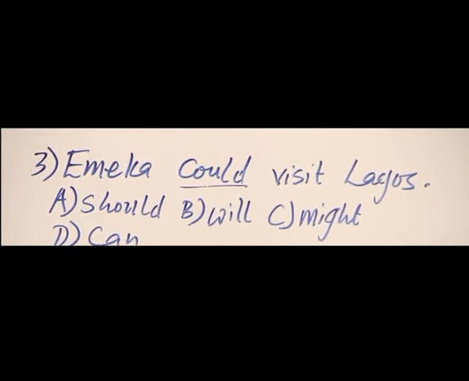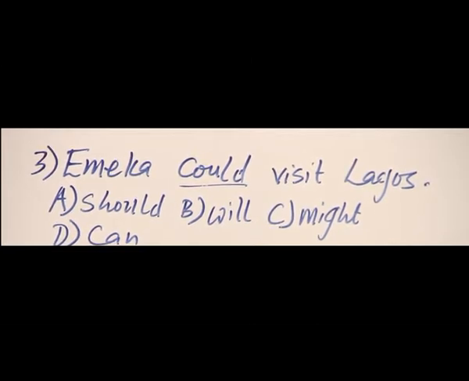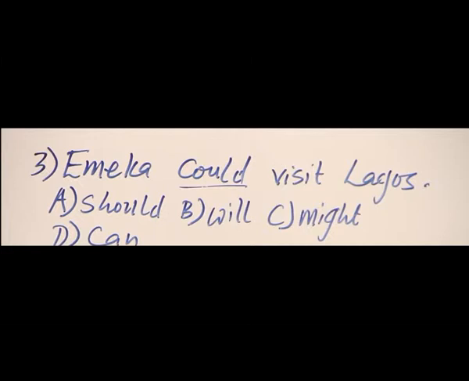Then, if you take option B, Emeka will visit Lagos. That carries a whole lot of meaning of certainty, that he will go, or that we are very sure he will go. What we have in the meaning Emeka could visit Lagos is that he could, but it is not a thing that is certain to happen, unlike the meaning we have in B, Emeka will visit Lagos.